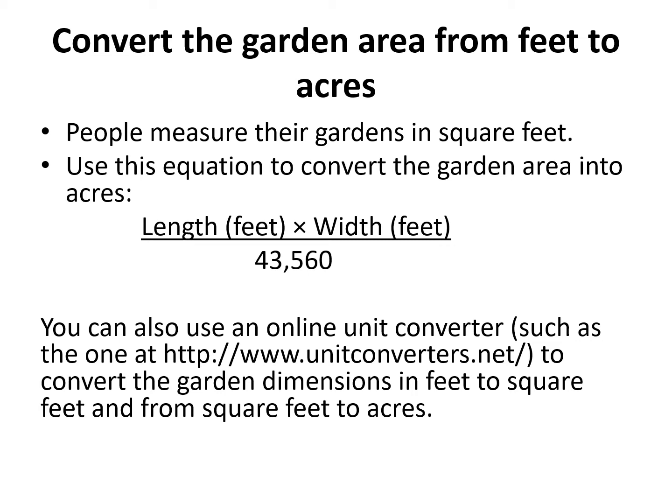To convert the garden area from feet to acres, we measure your garden in square feet. That's length times width, and we use this equation to figure the acre feet. So length times width divided by 43,560, as there's 43,560 square feet in an acre. You can also use an online converter if you're lazy and don't want to do some figuring. There's one at unitconverters.net, and you can use that to convert your garden dimensions from feet to square feet and from square feet to acres.